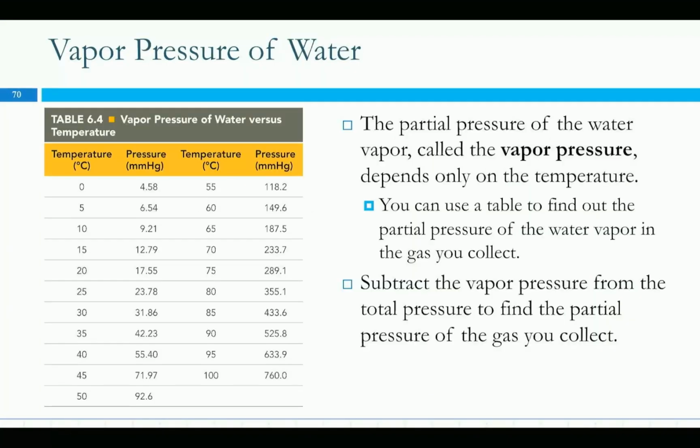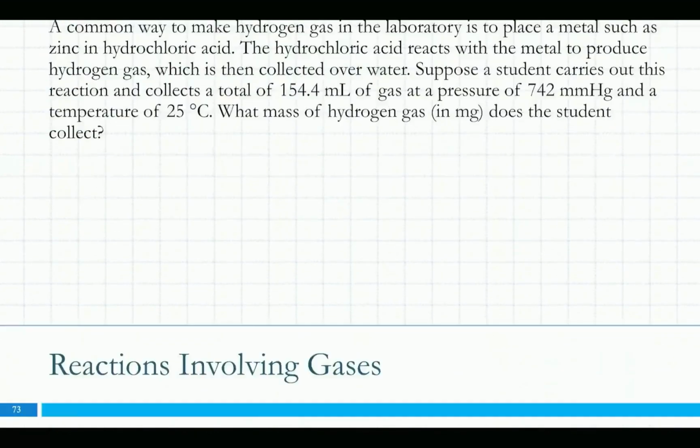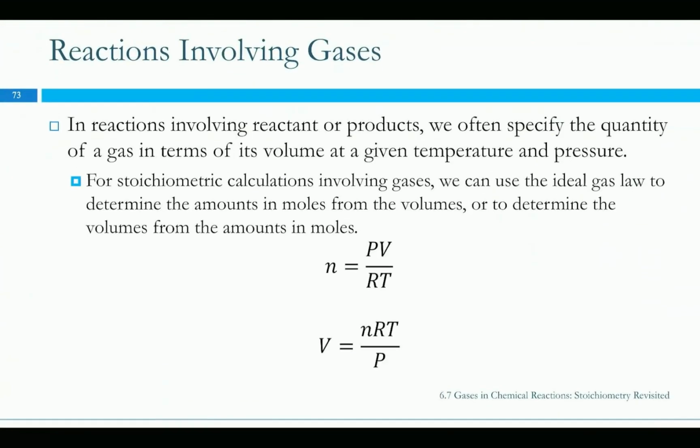So that partial pressure of water is the vapor pressure. You have a chart and you basically say, what temperature is my water at, or what temperature is my whole setup at? And then I find the vapor pressure from the chart and subtract it out. We did one of those. Sorry, I gotta skip these.